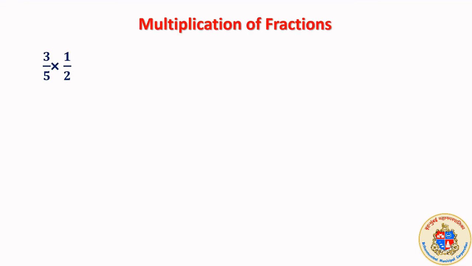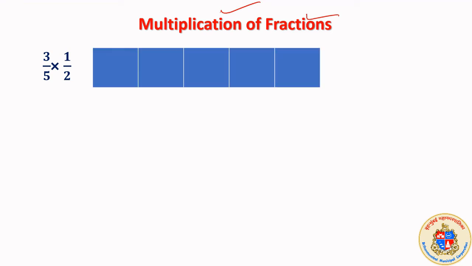Multiplication of fractions. This is something interesting. 3 upon 5 into 1 upon 2 is an example for multiplication of fractions. So I will be doing something. Here it is 3 upon 5 I have to take. So first I need 5 as denominator, that means 5 divisions. Out of that 3 I have to mark 1, 2, 3. This is 3 upon 5. 3 marked here. Correct.